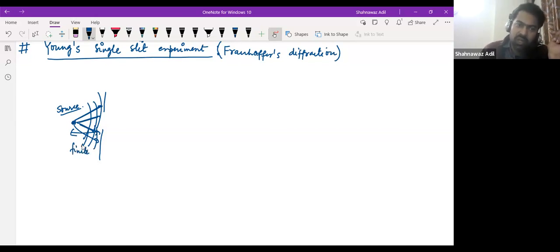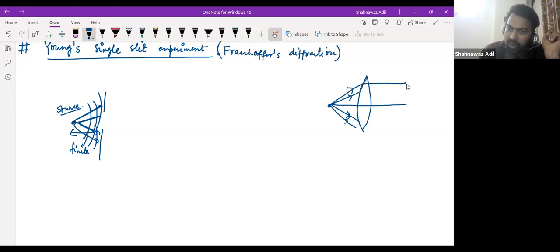So how do we make this source? We can do something and make this source as a source which is coming from infinity. And how can we do that? So let's say I have this source, and I have this convex lens. And if I put this source at the focus of this lens, then what will happen?